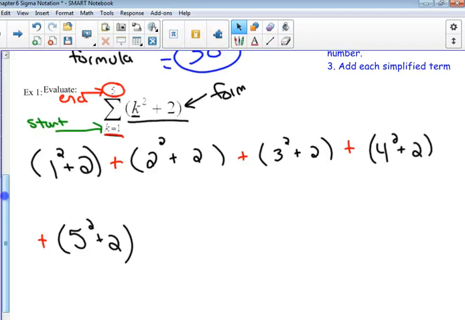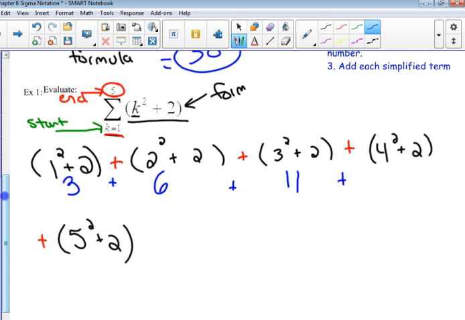Once you guys are done, if you want to solve all these out: 1 squared is 1 plus 2, 3. Yep. This should give you guys 4 plus 2, 6, and 9 plus 2, 11. What's the next one? 18, good job, and then 27, perfect. Let's add these all together and see what you get. 65. 65, good job.